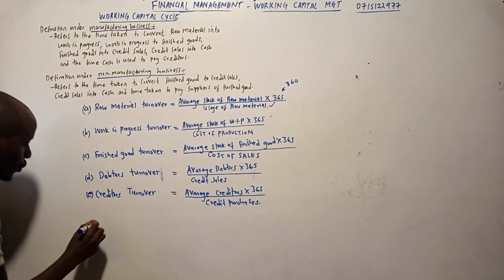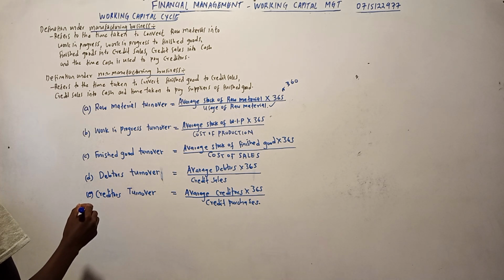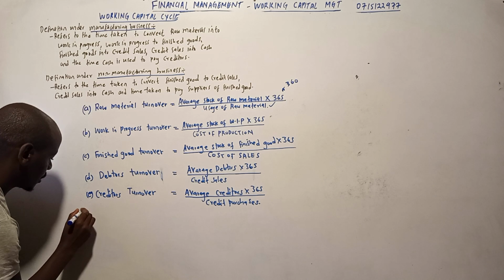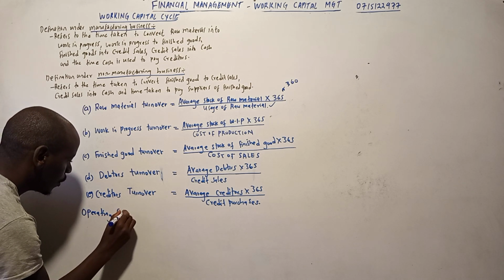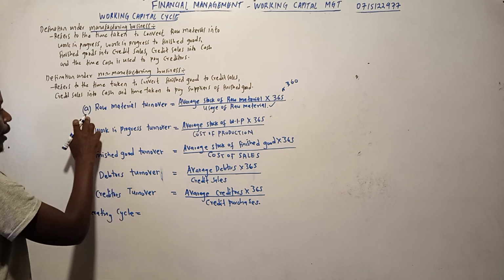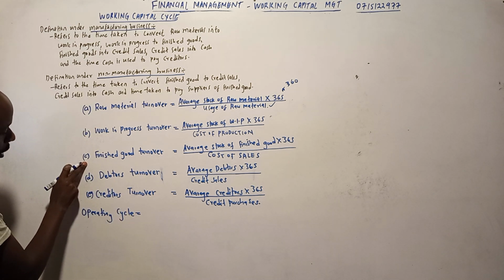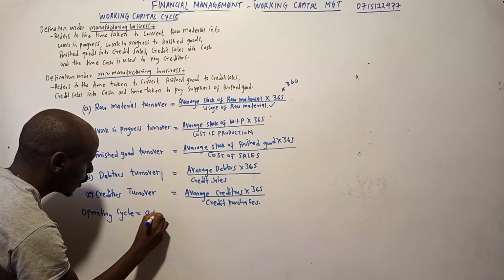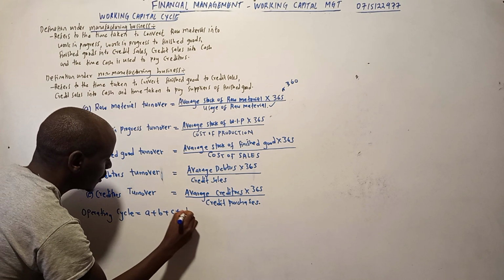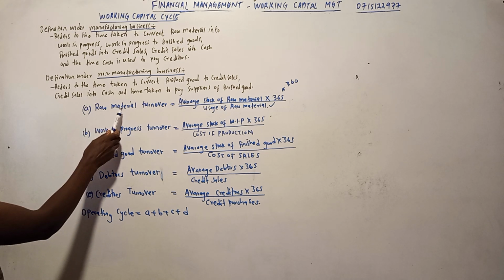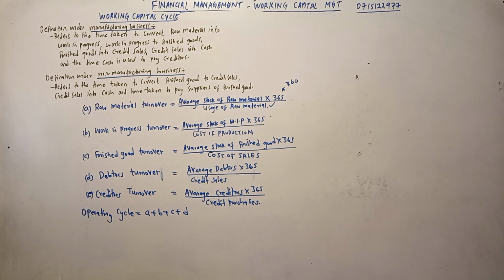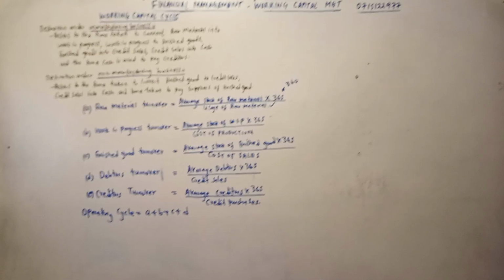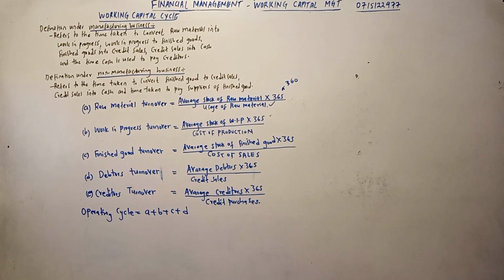Now we need to determine how to compute the operating cycle. Operating cycle is equal to A plus B plus C plus D. So that is raw material plus work in progress plus finished good plus debtors. That one will give us the operating cycle.